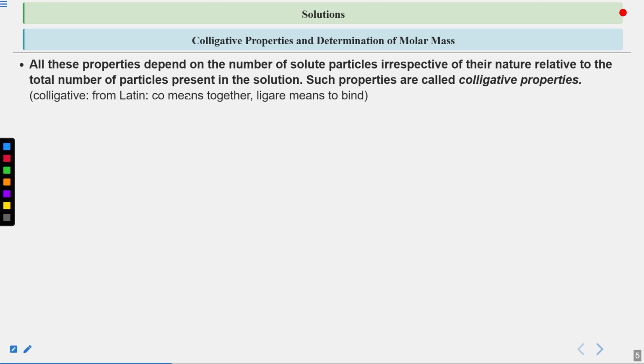So what are colligative properties? First of all, the most important point about this property is that it is totally dependent upon the number of solute particles. We have two components in a solution, solvent and solute. Colligative properties depend only on the number of solute particles and not on the nature of the solute particles. The term colligative is derived from a Latin word, where co means together and ligar means to bind.